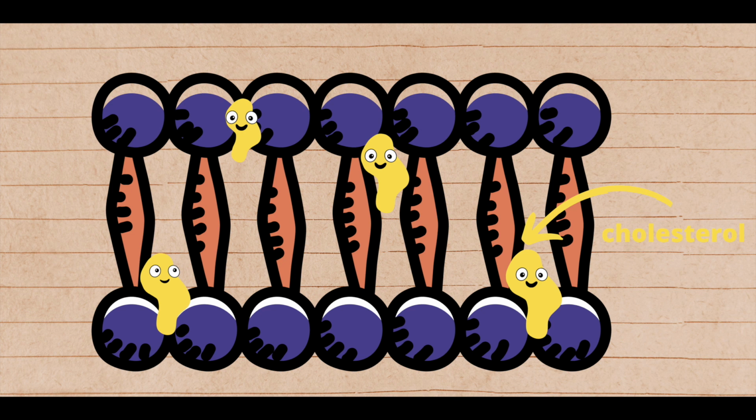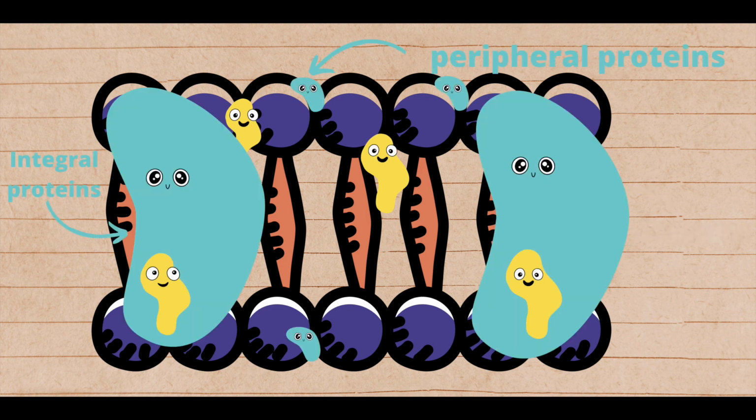When the temperature is too hot or too high, then cholesterol is going to come in and squeeze these phospholipids together so that there's not too many gaps between them. So your second important molecule that hangs out here in the phospholipid bilayer are your proteins. Now, there are two very important proteins, your peripheral proteins and your integral proteins.